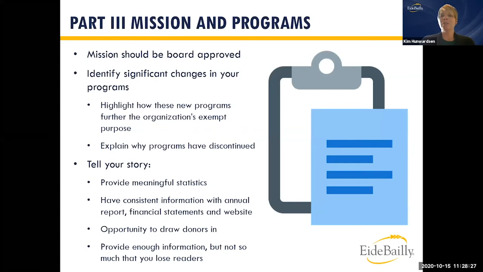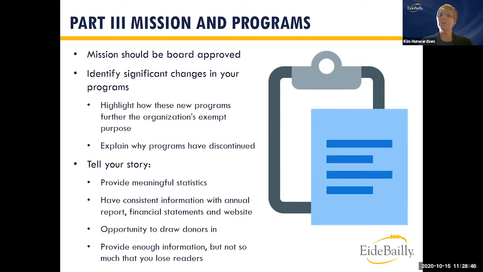Part 3 is your mission and program. To me, this is one of the most important parts of the return, and this is really the opportunity for your organization to paint a picture about the great things that it's doing. So first, we have an opportunity to say, what is your board approved mission statement?